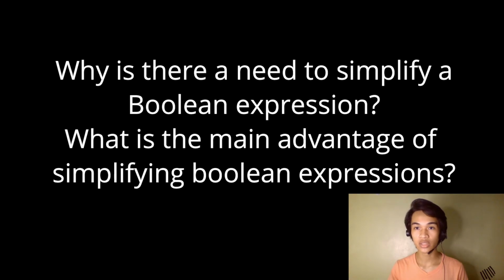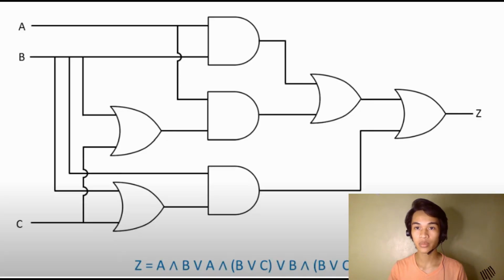Why is there a need to simplify a Boolean expression, and what is the main advantage of simplifying Boolean expressions? Simplifying Boolean expressions provides fewer components. It's faster, it generates less heat, and it is cheaper to make.